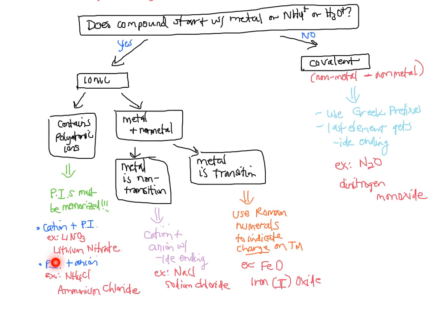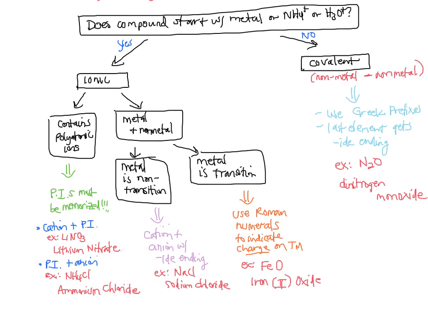So lithium nitrate. And then if your polyatomic ion is your cation, like ammonium, then you just say ammonium, and then of course your anion, which is monatomic, becomes chloride. If your ionic compound is just a metal and a nonmetal, like no polyatomic ions, if your metal is not transition, you name the cation and then you name the anion with an ide ending, like sodium chloride. If your metal is transition, you need to use Roman numerals to indicate the charge on the transition metal. So FeO, iron is transition, so that's iron(II) oxide. The II indicates the charge on your iron.